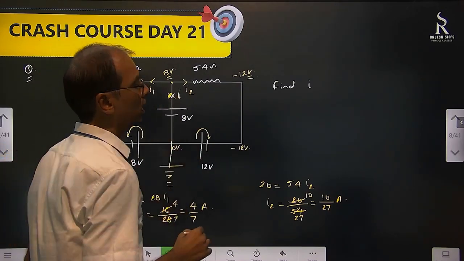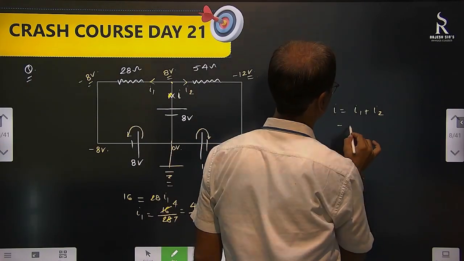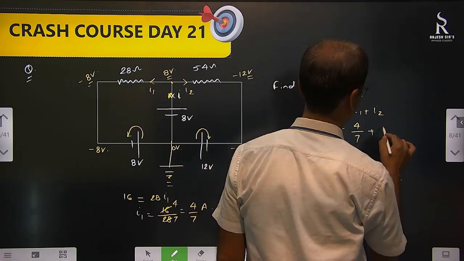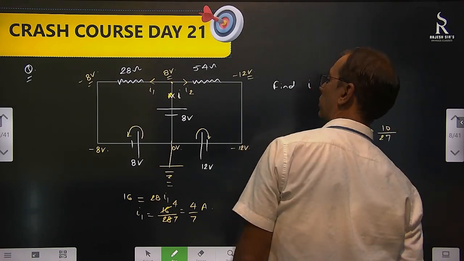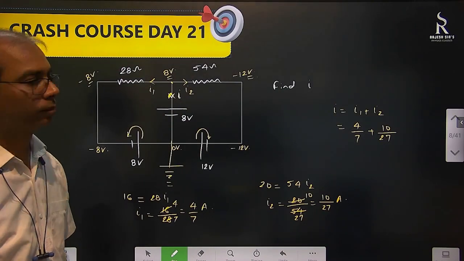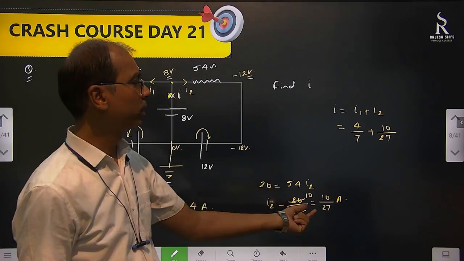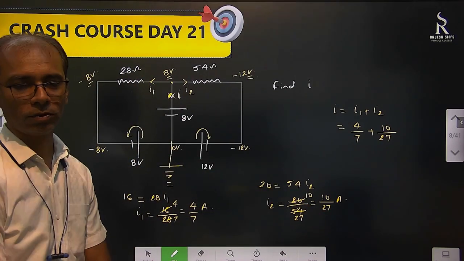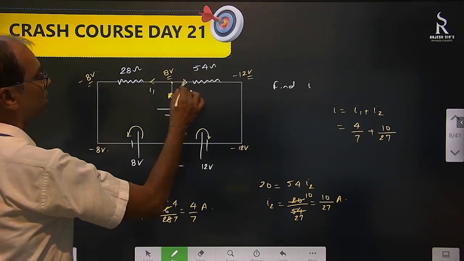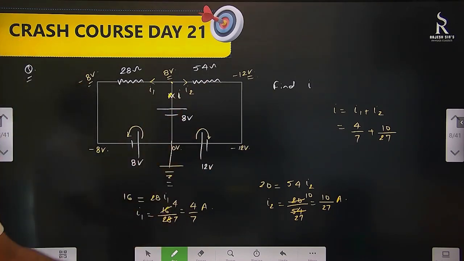This is I. So I equal to I1 plus I2. So what is that? 4 by 7 plus 10 by 27. Then we can add it. Okay, 56 we could have made, right? 56 would have been, this will be 28. So it would have been easy for us to solve. But okay, fine, whatever. So this is how I2 is going in this way, this is how I1 will be going. So I will be equal to I1 plus I2.